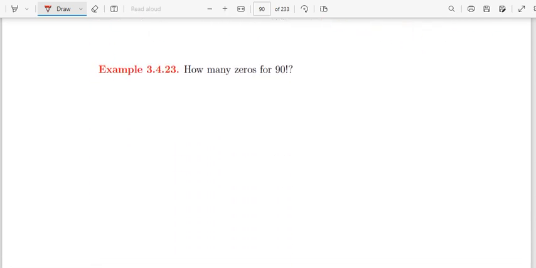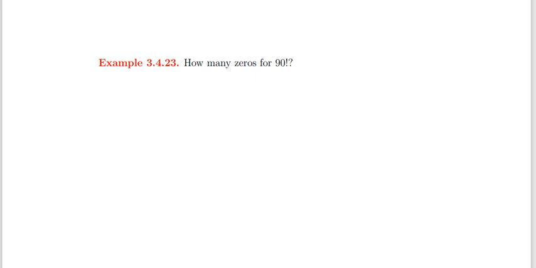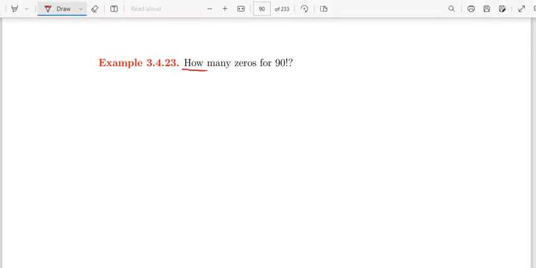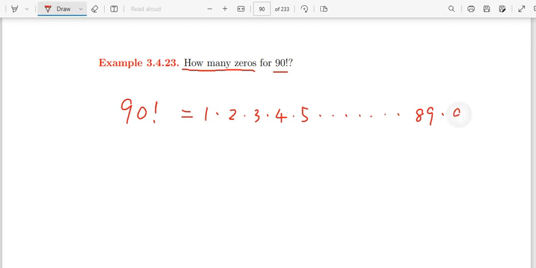Okay, so let's check this problem, the same problem. How many zeros? So to be more precise, how many zeros for 90 factorial? So 90 factorial is just 1 times 2 times 3 times 4 times 5 times and so on, times 89 and 90, right? So this is 90 factorial. Factorial is just multiplying those numbers starting from 1 until that number.